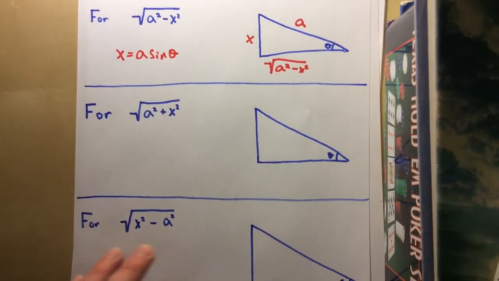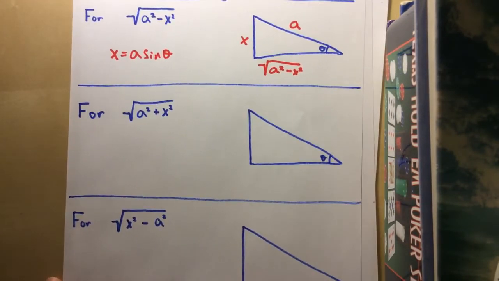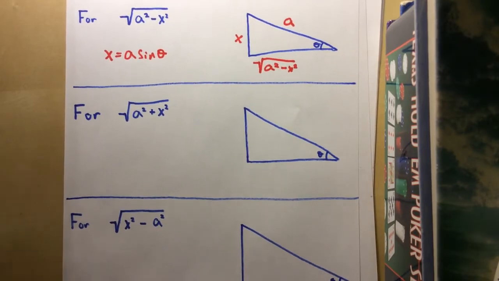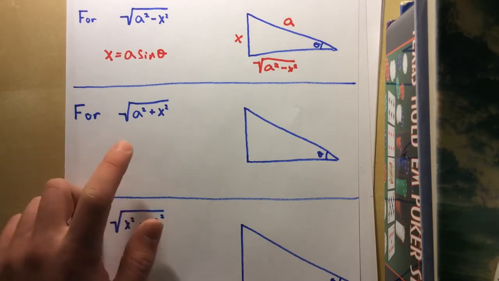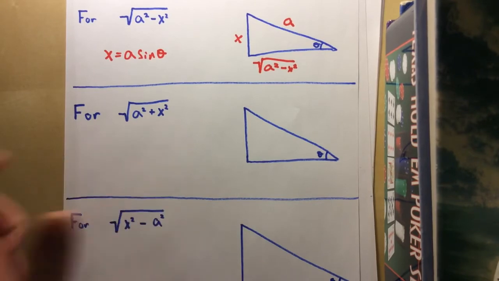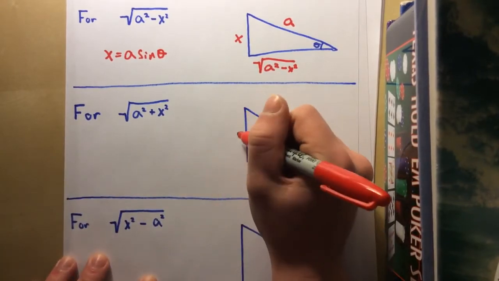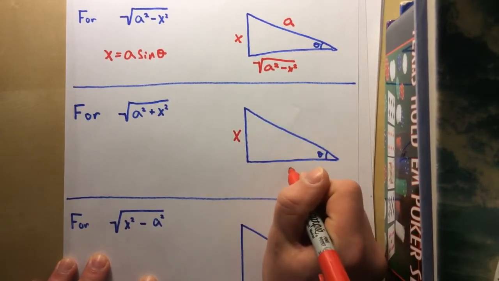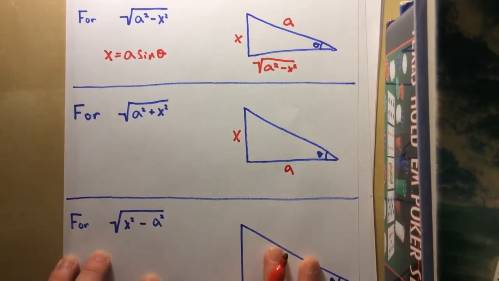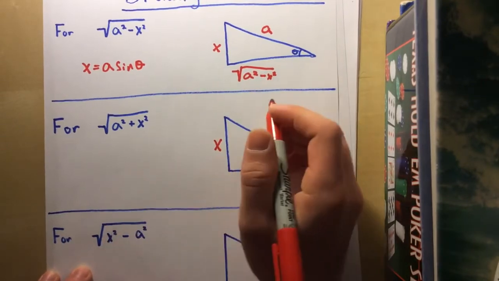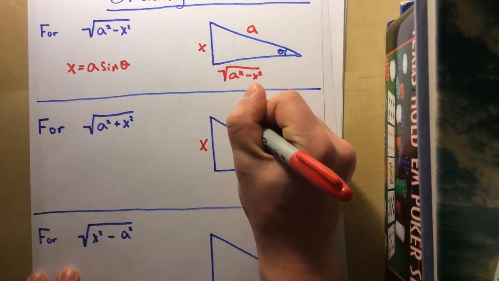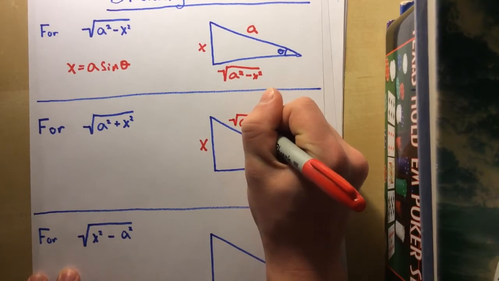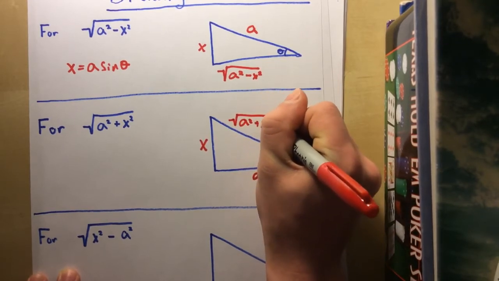Now let's look at the second form, which is the square root of a squared plus x squared. Well, this is the formula of the length of a hypotenuse of a right triangle, where one leg is a and one leg is x. So right there we can already say that one of our legs is x and the other leg is a. And then our hypotenuse is simply this expression right here, the square root of a squared plus x squared.